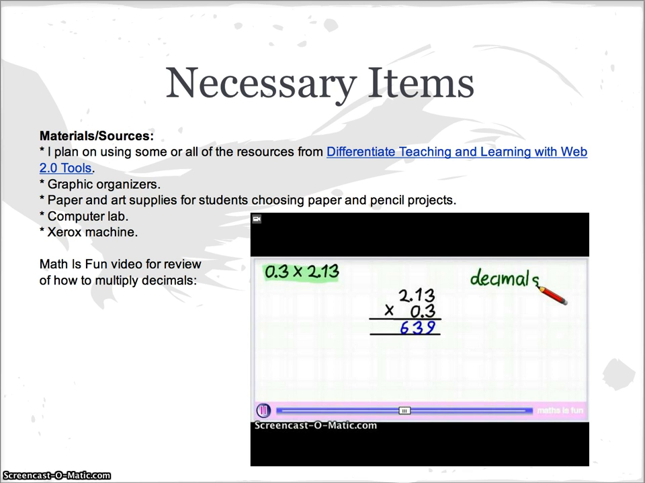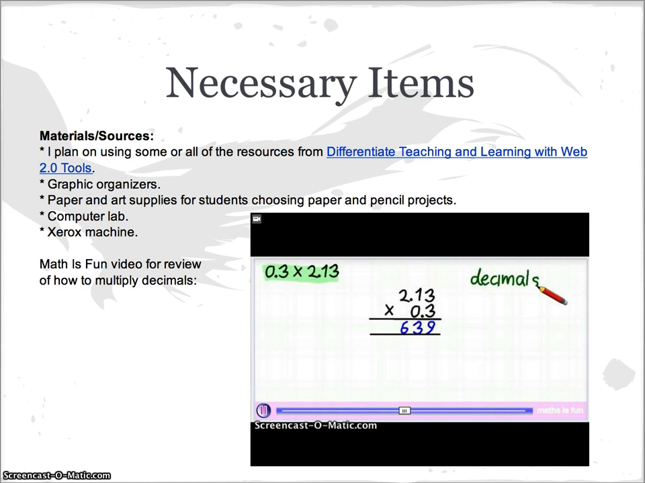The Xerox machine was needed because we use our Xerox machine to scan to the network. So everything that you're going to see that is a visual aid in this project was scanned and emailed, and then also used as a method for student presentation in the classroom.